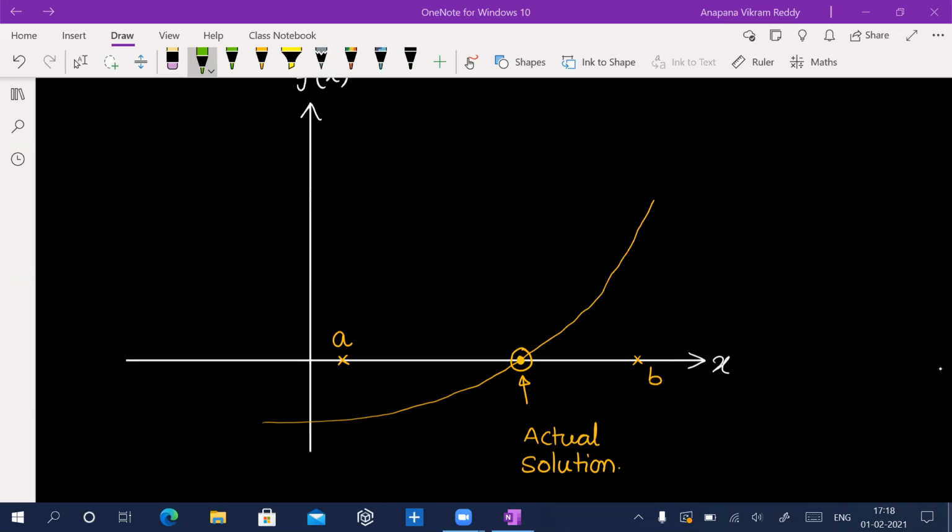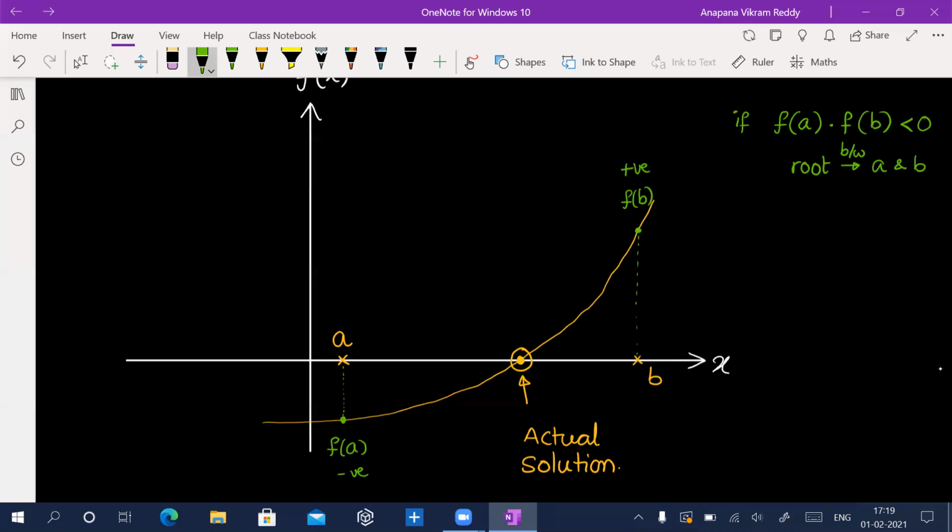So now same stuff. At A, what is this? This is f of A. And at B, you have something like f of B. Now, what is my goal? I will have to check this. If f of A multiplied by f of B is less than 0, then only the root is in between A and B. This fact we know. So a sign change must be there, the product must be less than 0. Otherwise, there is no root between A and B. So f of A is negative, f of B is positive. So definitely the product is less than 0. The root is there in between.